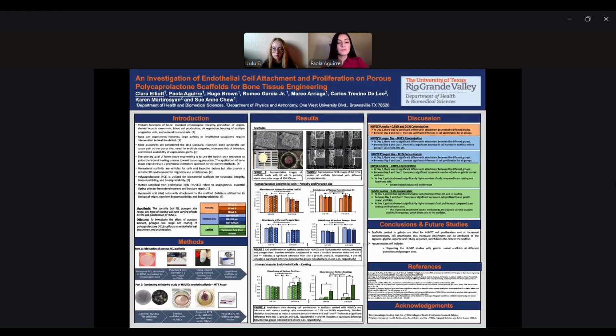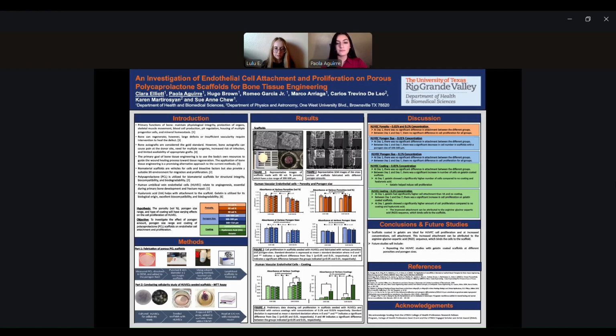For part two of our methods section, we have the actual cellularity study, the MTT assay. We first culture HUVEC and grow them to 80% confluency, and then we seed the cells into the scaffolds. Then we do the MTT assay, which is added to each scaffold, and after the formazan crystals are formed, we dissolve them with dimethyl sulfoxide, and then we read the plate with a microplate reader at a wavelength of 570 nanometers.